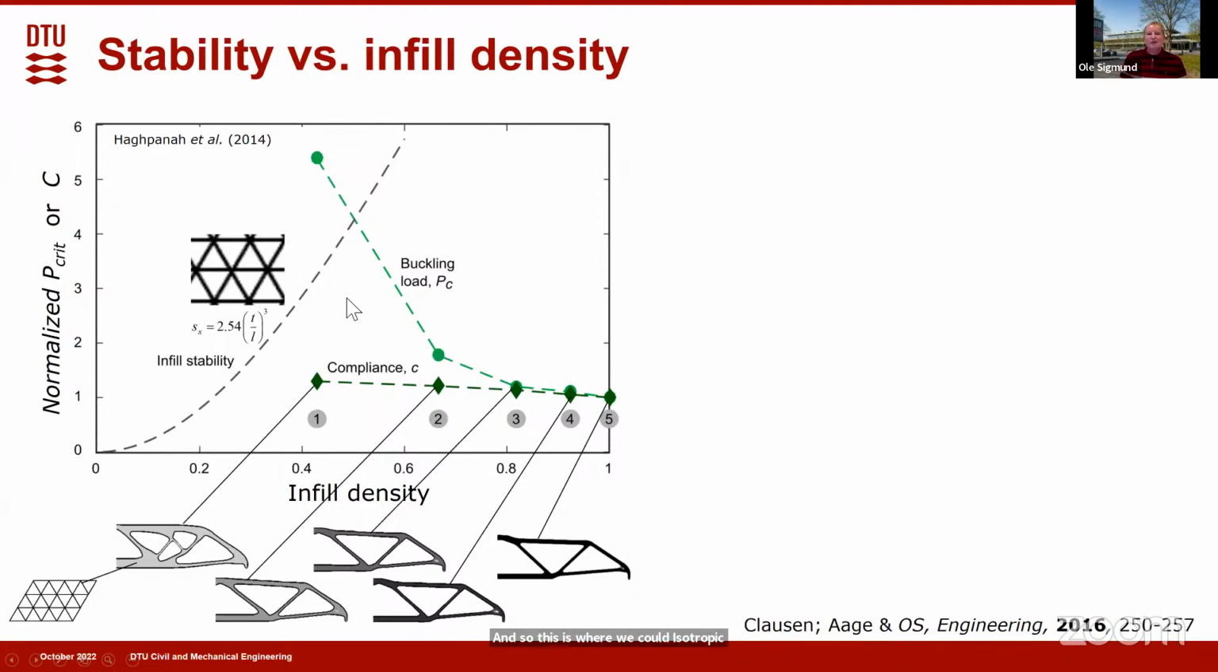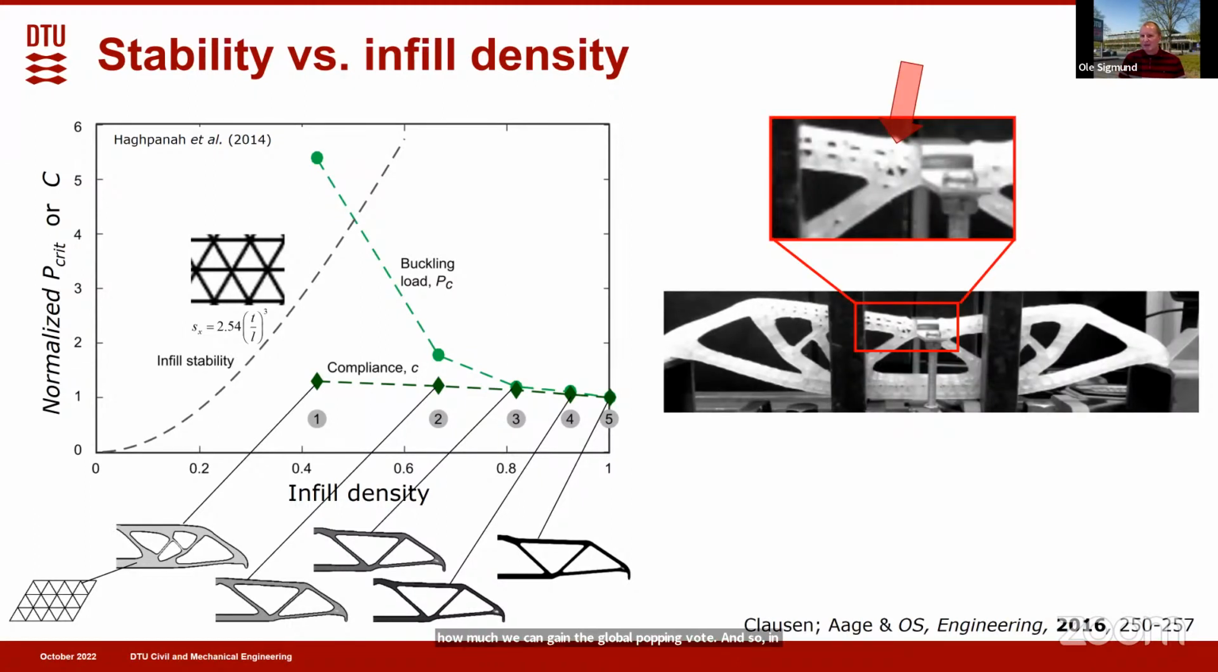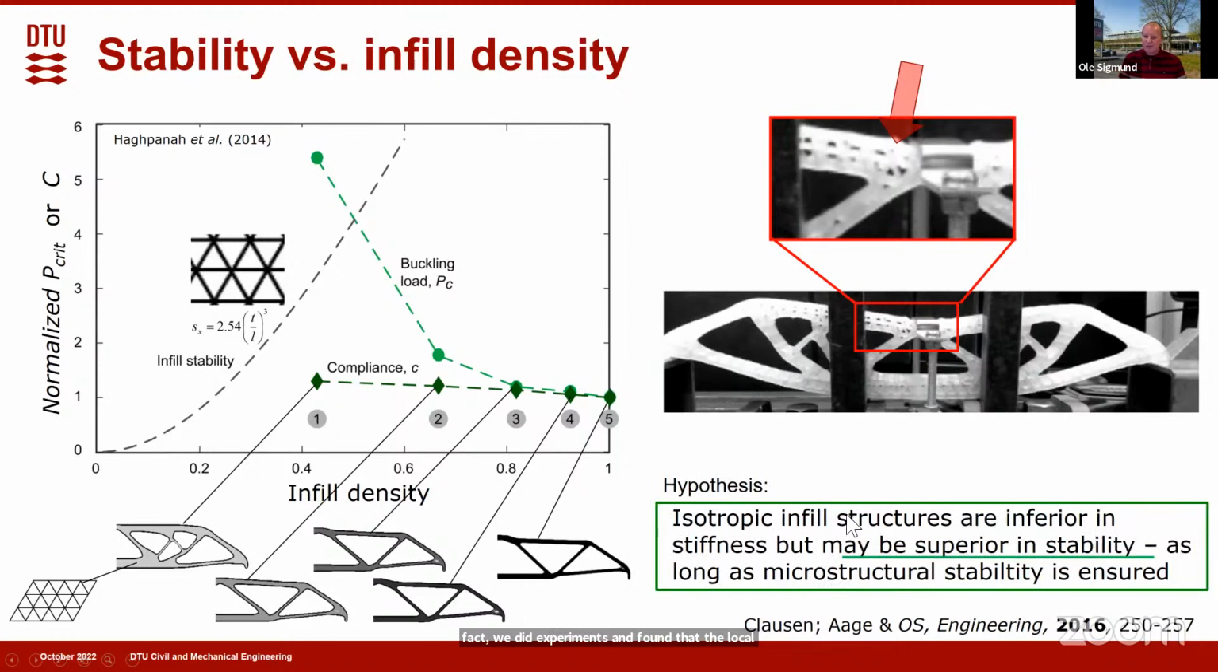A caveat to that is actually that at some point when the volume fraction of the local infill goes down, then we will have local buckling of the microstructure, and hence there's limits to how much we can gain in the global buckling load. And so in fact, we did experiments and found that the local buckling behavior was what determined the global response of the structure. And hence in that paper, we postulated that isotropic infill structures are inferior in stiffness, but may be superior for stability, as long as we ensure that microstructural stability is ensured. And actually nobody ever proved that systematically, we just postulated it in that paper. So I will get back to that.